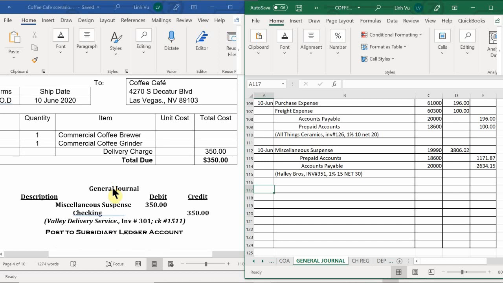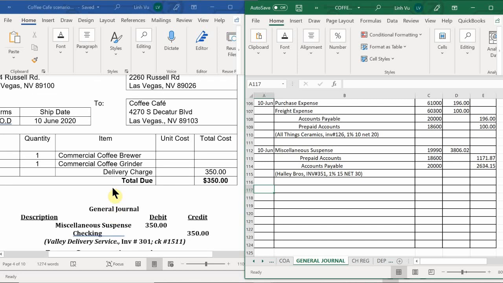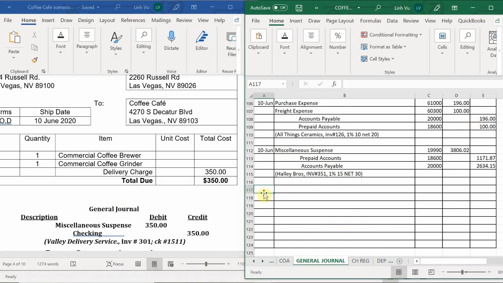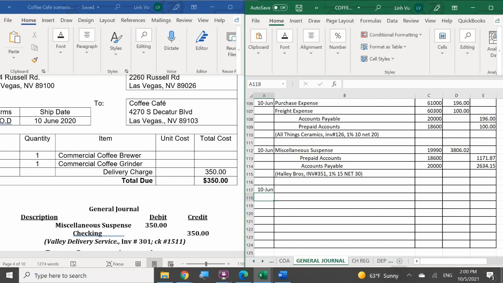So in this case, where is our coffee brewer and coffee grinder? Do you mean the account that we use? Where did we put it? Oh, we put it in miscellaneous. Exactly. So in this case, let's also put that in the same spot, okay? So it is 610. We're going to place it into miscellaneous suspense. Yeah, that's the reason. And we pay with a check.